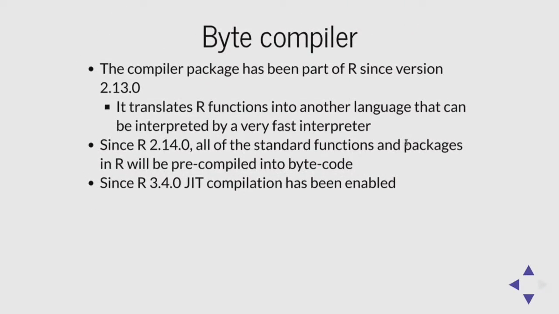And R 3.4, so that was the one that was out just 2 months ago, has got something called just-in-time compilation enabled, and we'll come on to that in a second. Right? So from this slide, we've got something called the compiler package that everyone's got on their machine, unless they're on 2.12, in which case, why? All base R functions come already pre-compiled, and compiling a function essentially allows a speed boost for free. Right? That's the take-home message here from this slide.